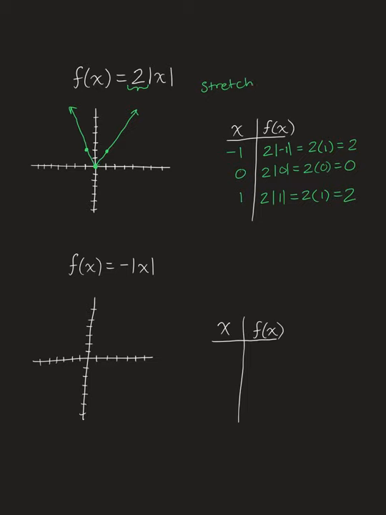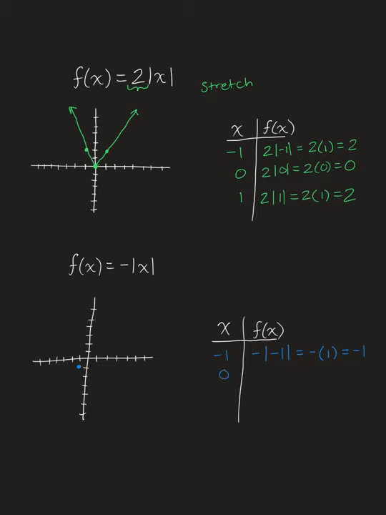And last but not least, let's look at what happens whenever there's a negative out front. So if I plug in, let's say negative 1, I have negative absolute value of negative 1. Well, the absolute value of negative 1 is 1. So my answer is negative 1. So on my graph, negative 1, right there.